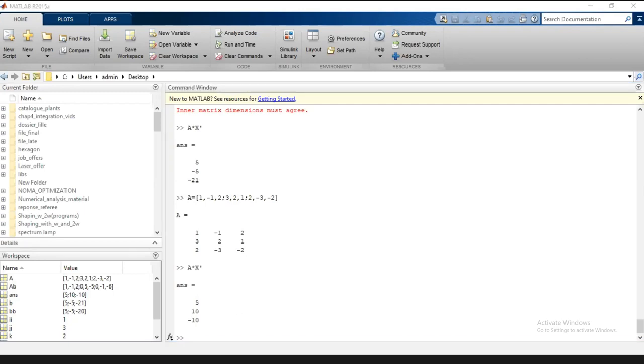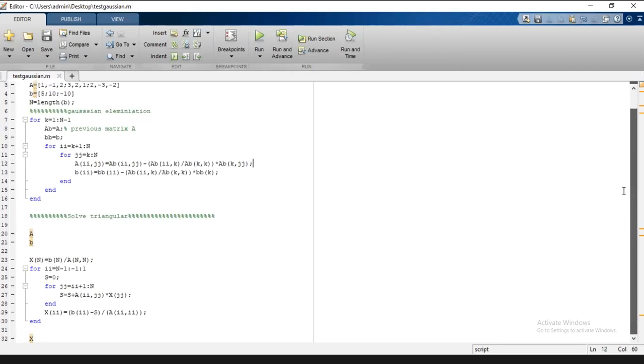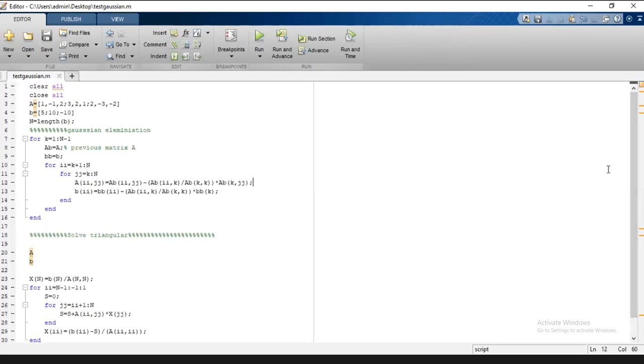So as I said, the Gaussian elimination relies on making the matrix triangular and then solving the triangular system of equations, the upper triangular system of equations. It's not complicated.